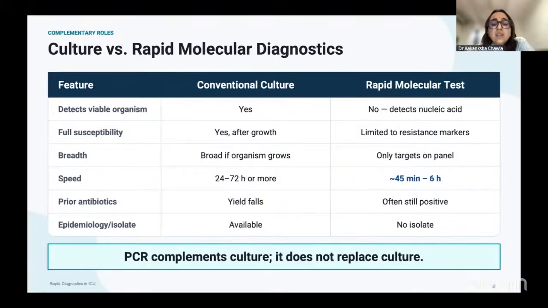Prior antibiotics will reduce your yield on your conventional culture. For a rapid molecular test, it is often still positive even with prior antibiotic use. So remember that a PCR complements a culture. It does not replace a culture.